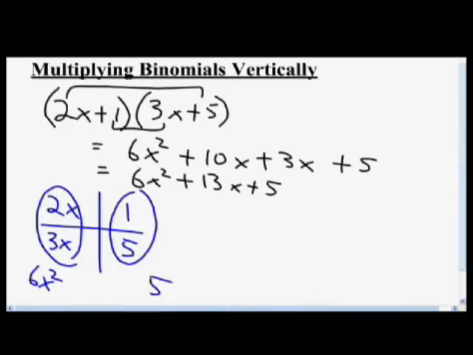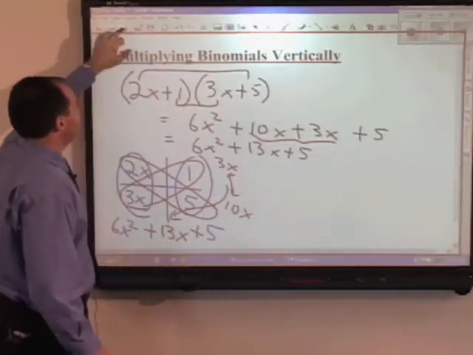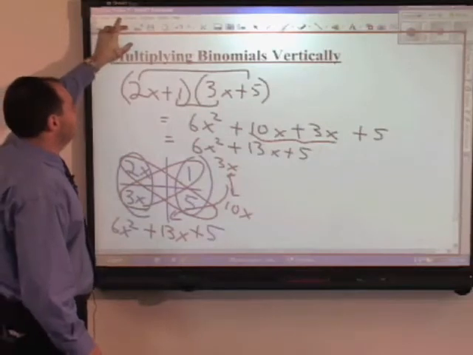And then in order to get the middle term, which we know is the combination of two terms, I'm going to take the cross product, 2x and 5, and 3x and 1, 3x, adding these two together to give us plus 13x. Let's just try one more example with the vertical method of multiplication.